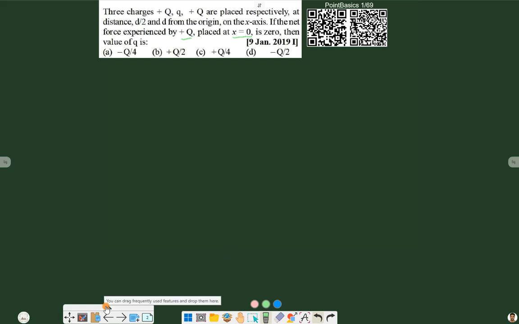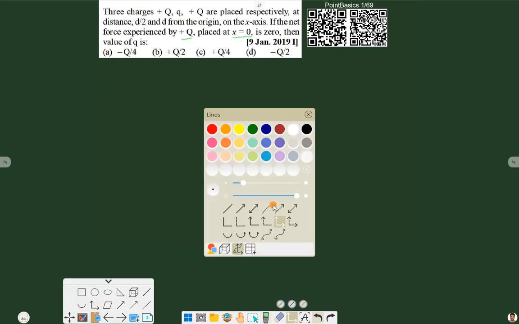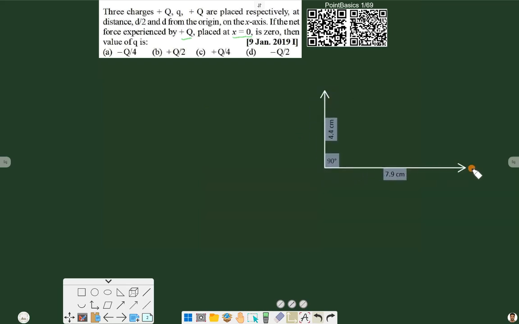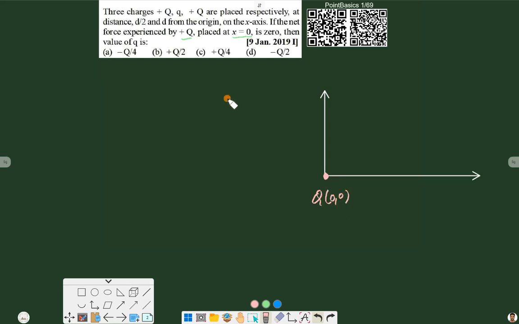So first of all, we make the arrangement, placing all the charges as described in the question. Suppose this is our coordinate axis, and here we have the charges. We have plus Q at the origin, so this is plus Q at (0, 0). Now we have a charge q at distance d by 2.